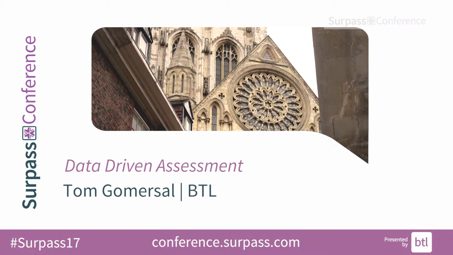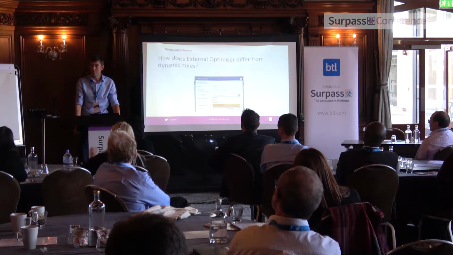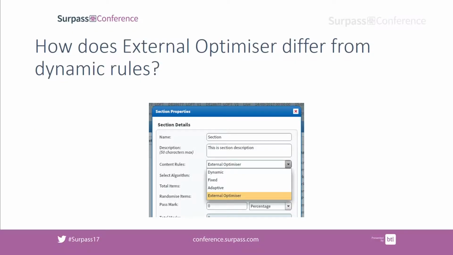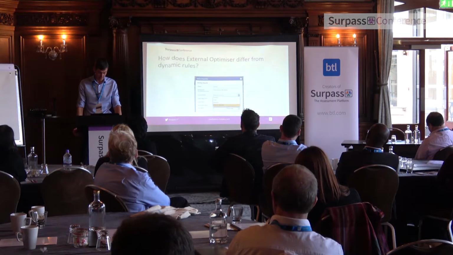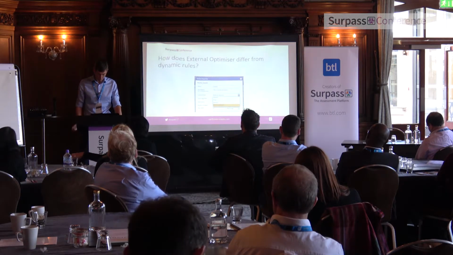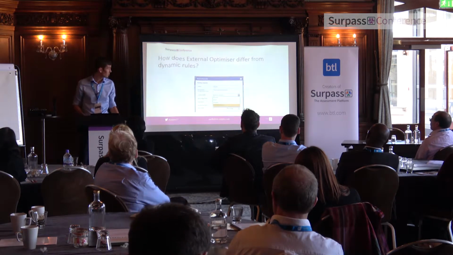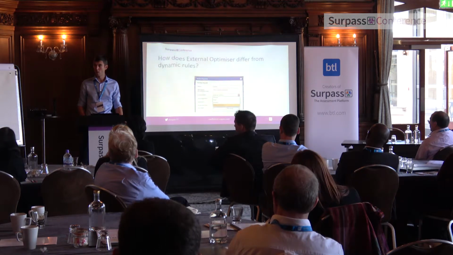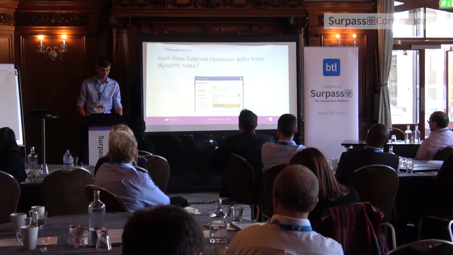So, I suppose a lot of you will be familiar with the existing dynamic forms that we've got in test creation. And you're probably wondering, what's the difference between what we've already got and what we've called External Optimiser. So that's our implementation of using the linear optimizer to generate lists. So Dave did talk briefly about it, but I'll just talk in a little bit more detail about why you would want to move across and what the differences are.